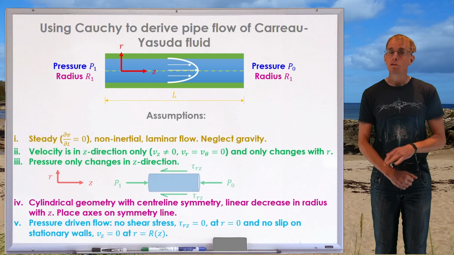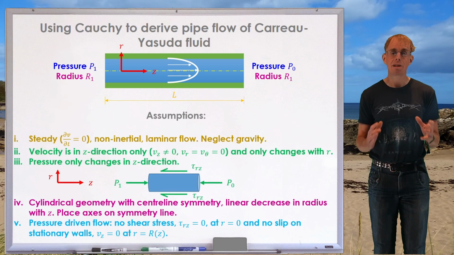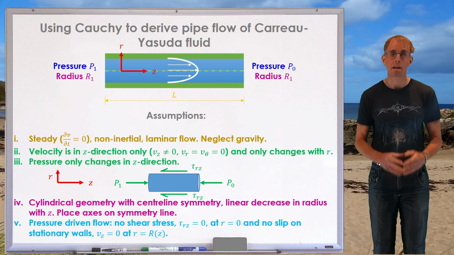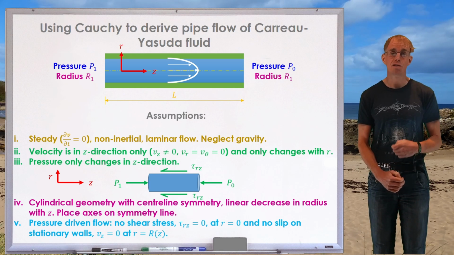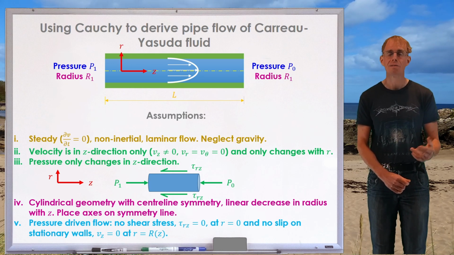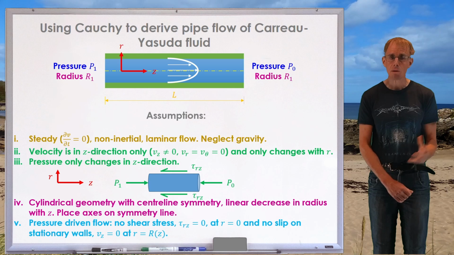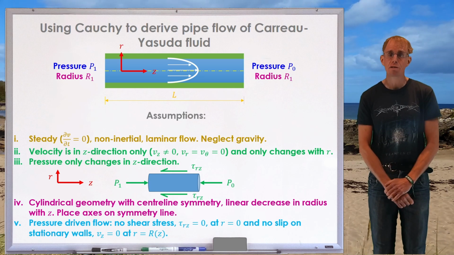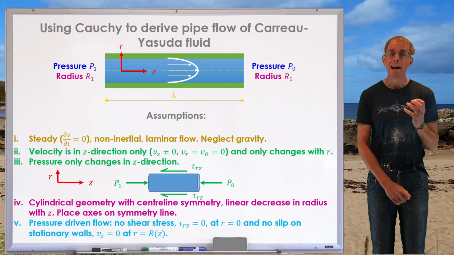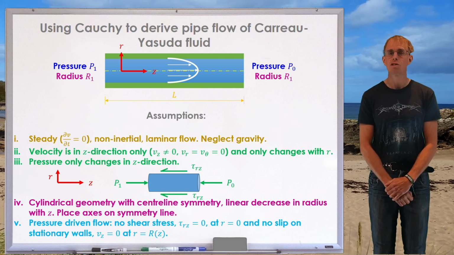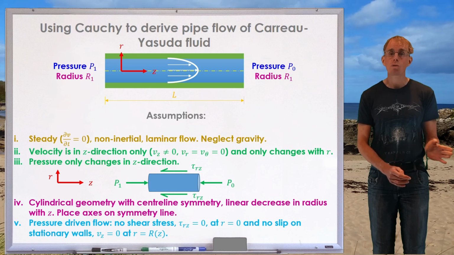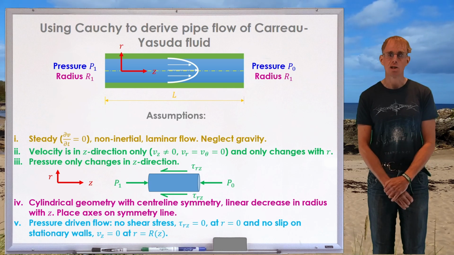The next step we did was to make a whole host of assumptions. These are identically the same assumptions that we've made for pipe flow before, namely that the flow is steady, that there's no spatial acceleration and no temporal acceleration. We're neglecting gravity because our pipe's horizontal. We're assuming that we've just got velocity in the z direction. There's no radial velocity, there's no tangential velocity. And that axial velocity just changes with radius. Pressure changes along the course of the flow in the z-direction.